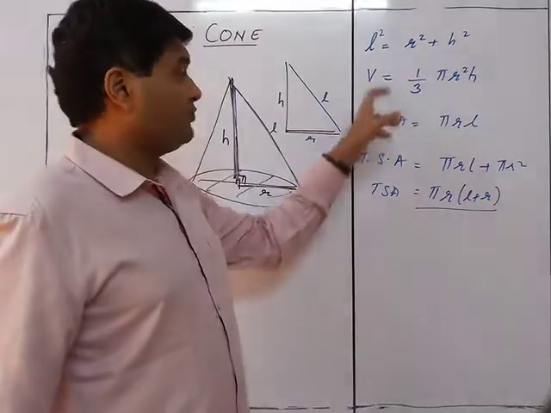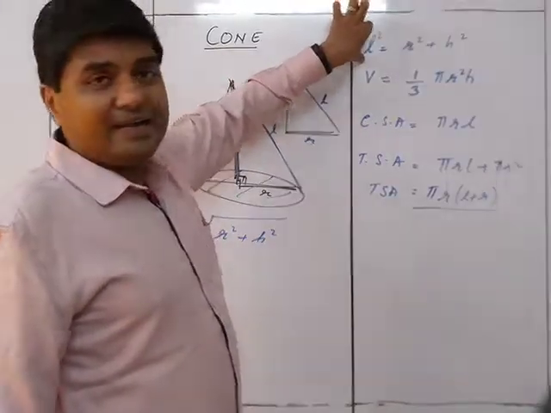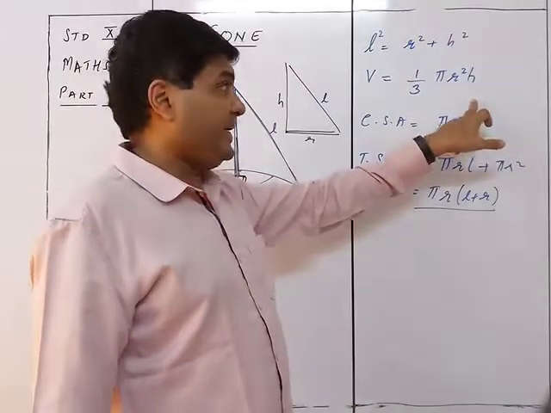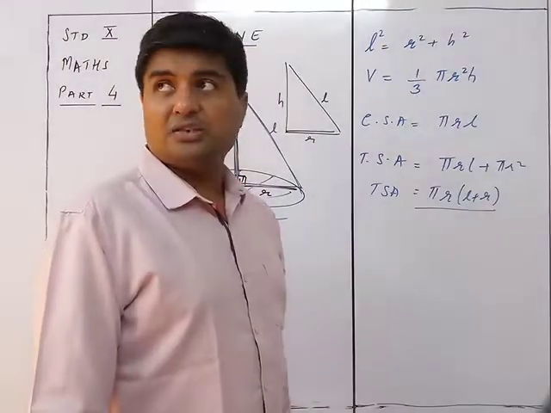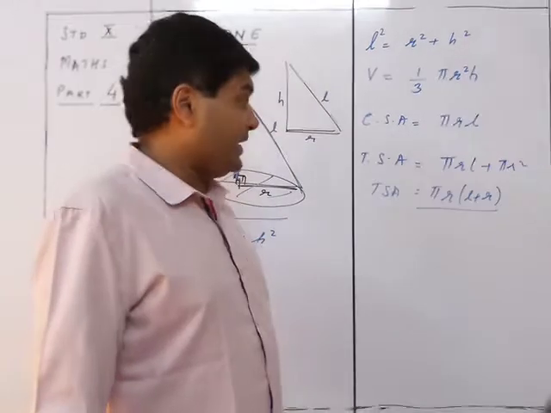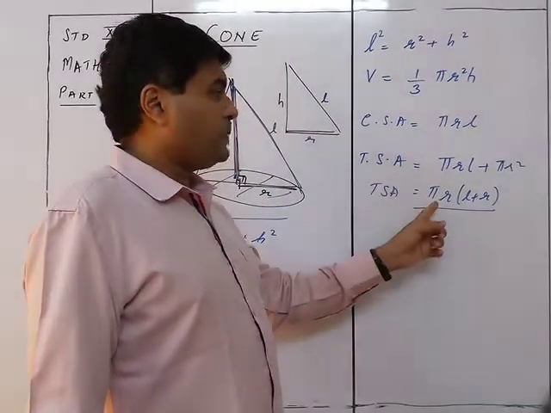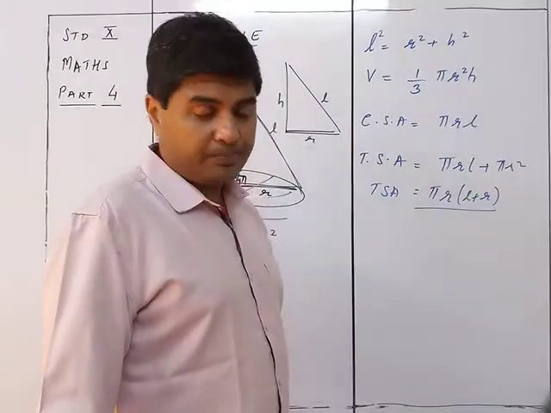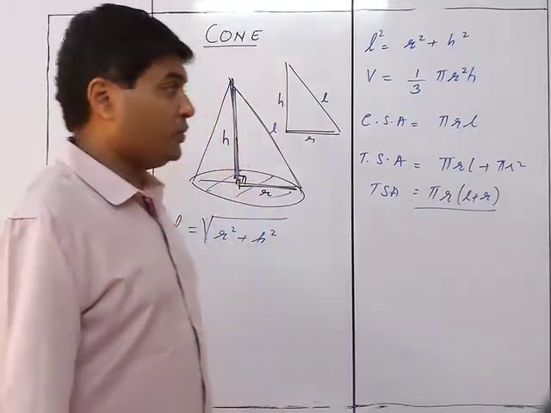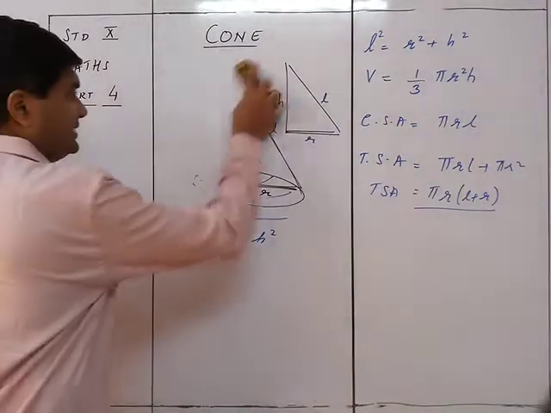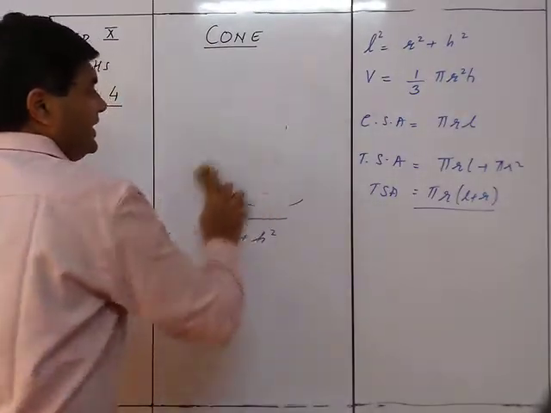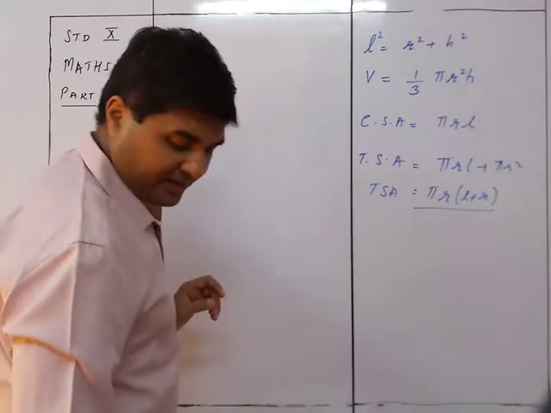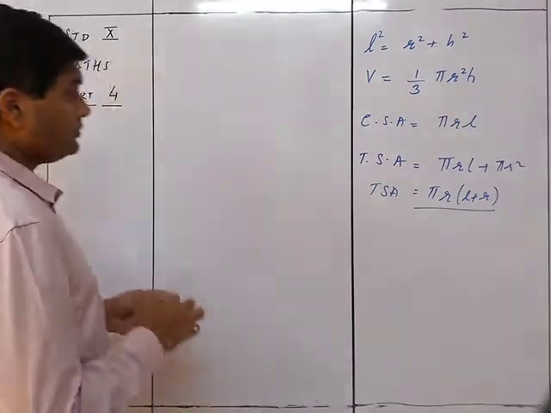You are going to have these four formulas. Slant height is the square root of r square plus h square. Volume is 1/3 pi r square h, and CSA, that is curved surface area, is pi rl. Total surface area is pi r (l plus r), or you can have it separately, pi rl plus pi r square. These are the formulas which you are going to use in the next exercise, that is exercise 20B. So we start with exercise number 20B.